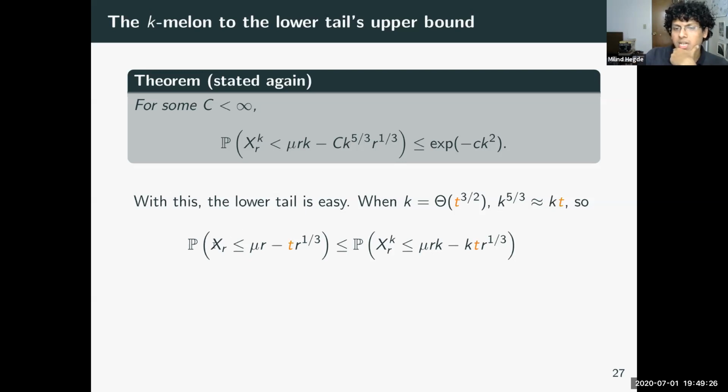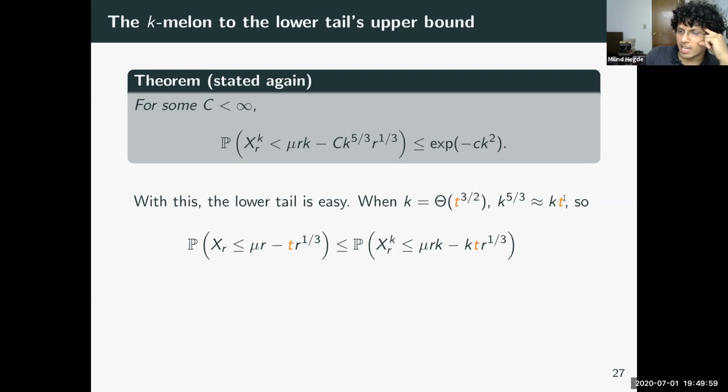Which means the probability that the maximum weight, the best weight, is small implies that each of the k paths in the watermelon has to be similarly small, right? So if you know that the best path does at most mu r minus t r to the 1/3, that means each of the k paths can do at most mu r minus t times r to the 1/3, which means you can multiply the weight by k. So you have this implication from the definitions.